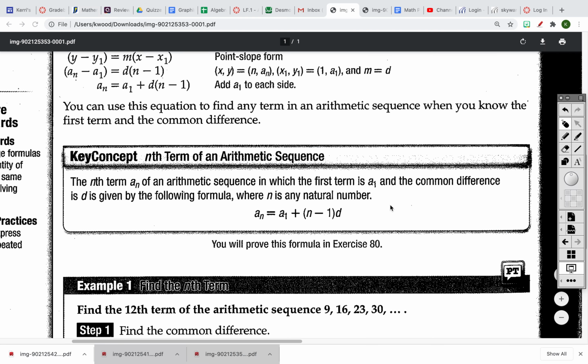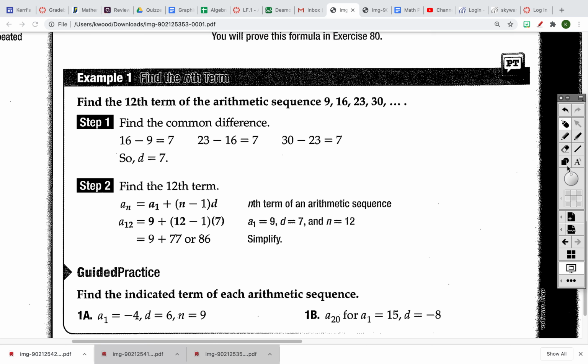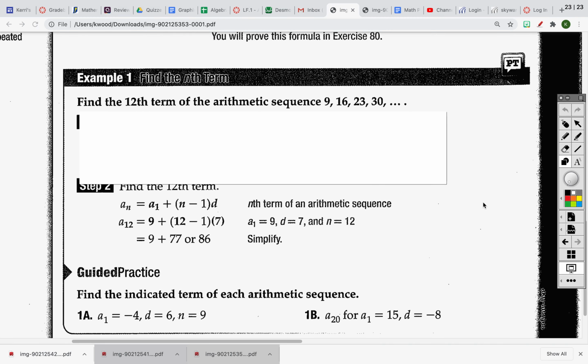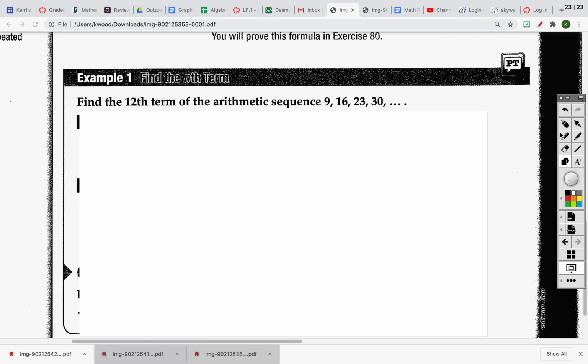So, to find the 12th term of the arithmetic sequence, we're going to write down the equation first. A sub n equals the first term plus n minus 1 times the common difference. So the first thing I have to do is make sure I know each one of these numbers. So if I'm finding the 12th term, I know that n is equal to 12 because that's what it's asking me for. The 12th term, n equals 12.